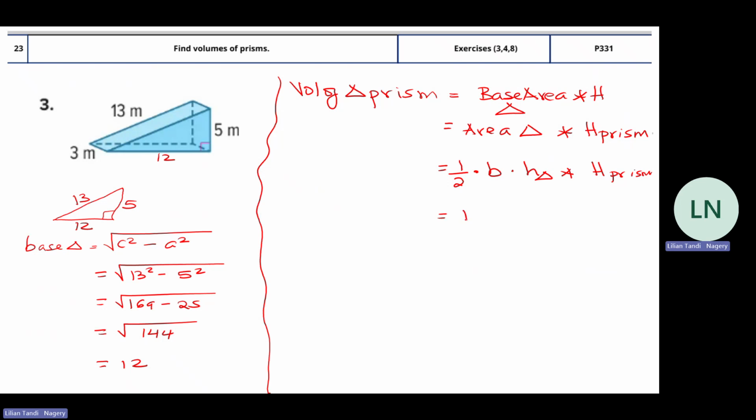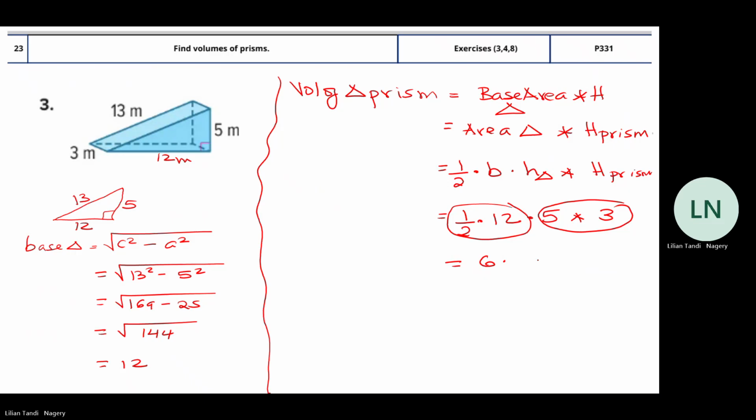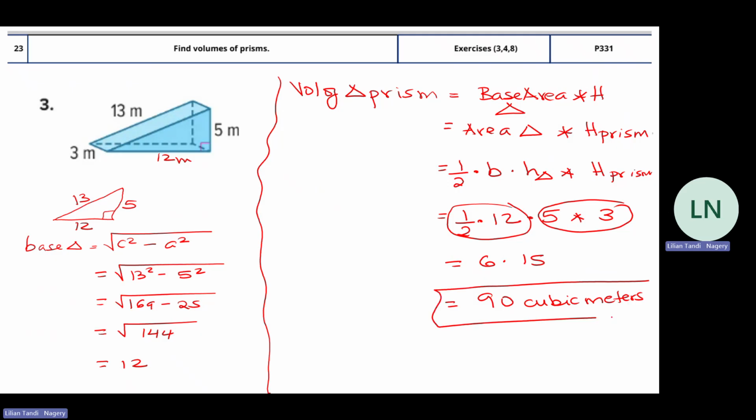Now, according to your picture, your base is 12. That's what you found over here. Your height of your triangle is 5, and the height of your prism is 3. That's how long your prism is. Now, this will give you 6, and this will give you 15. And 6 times 15 is 90. And because this is volume, you write here cubic meters. And you box your answer.